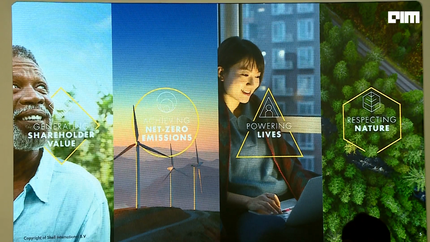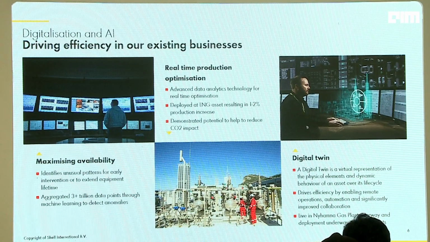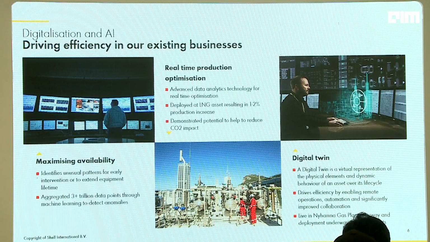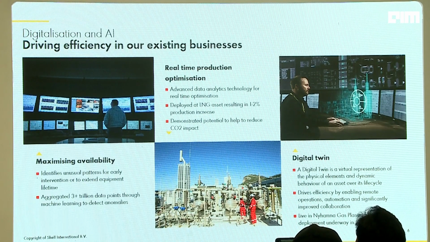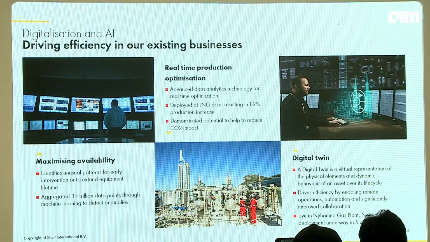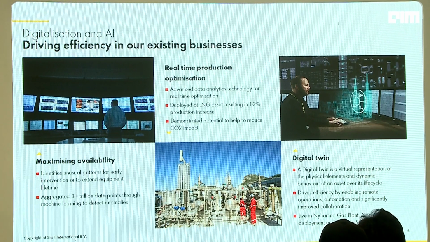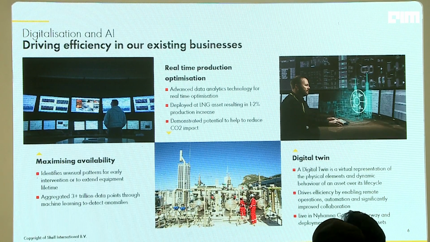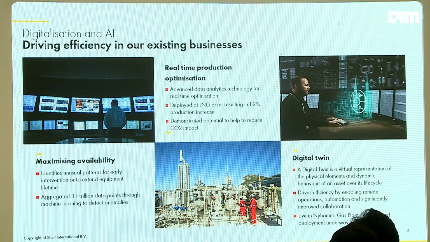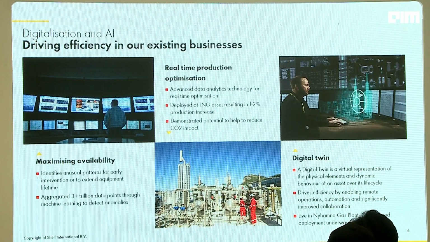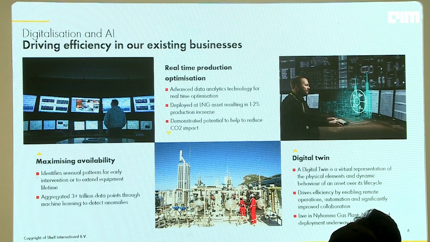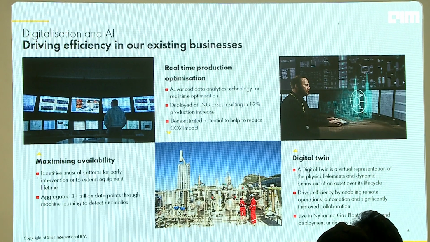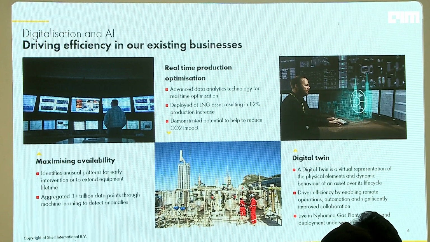With that, let's move on to a little deep dive into a few of the applications and then get to the topic of today's discussion. As I said, a lot of technologies in the AI and machine learning space are helping generate value for Shell, reduce cost, and drive efficiency through our existing businesses. Predictive asset maintenance: 3 trillion data points are observed by machine learning technologies to detect anomalies. Yes, you heard it right, 3 trillion data points. And we call it predictive asset maintenance technology.